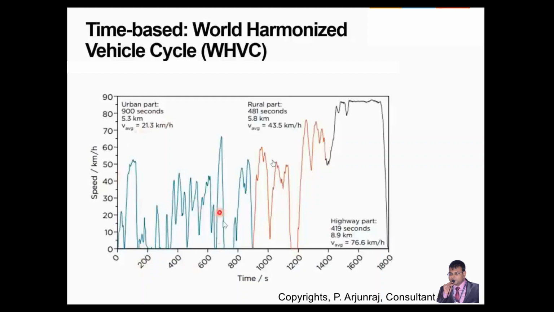And you can see the driving pattern here for an urban and a pattern for a rural. In the case of rural, the speed is going to be 43.5, which is covered for 5.8 kilometers, covering a time of 481 seconds basically. So this is 481 seconds, and 900 seconds, you can see it at 900 seconds. And the last is the highway part, where it is going to cover 419 seconds, covering 8.9 kilometers with a speed of 76.6 kilometer per hour. This is the one which we follow with respect to time for WHVC.